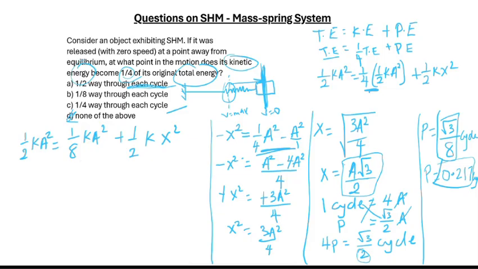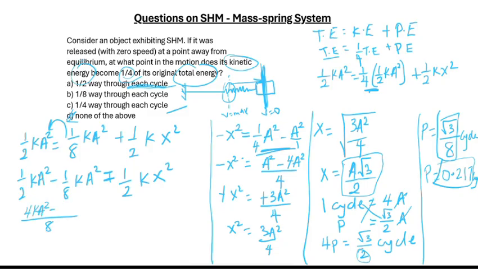And bringing this to the other side, because they are of the same units, Ka square, we have 1 over 2 Ka square minus 1 over 8 Ka square equals 1 over 2 Kx square. Then I can find the LCM to be 8. How many 2 can I see in 8? 4. 4 times Ka square, that's 4 Ka square, minus 8 in 8 is 1, 1 times Ka square is Ka square, equals half Kx square. And 4Ka square minus Ka square will give me 3 Ka square over 8 equals half Kx square.